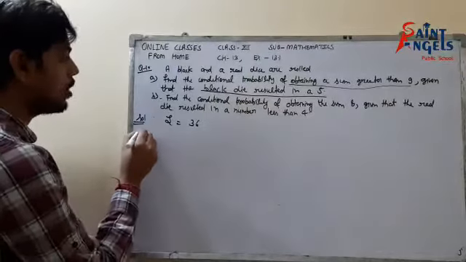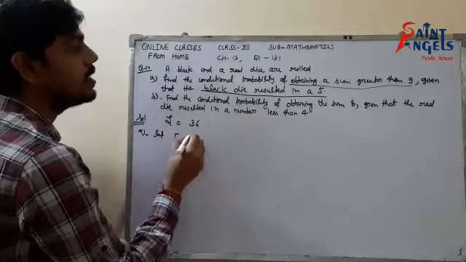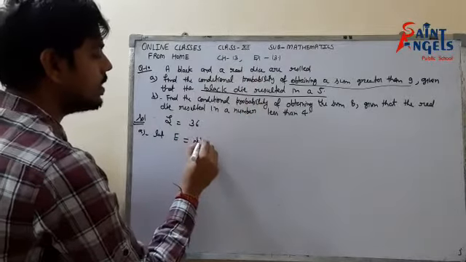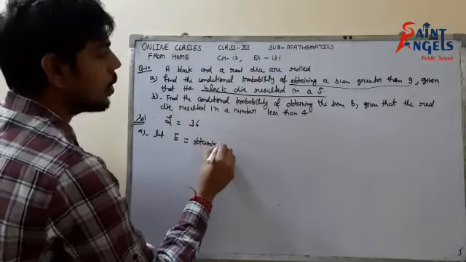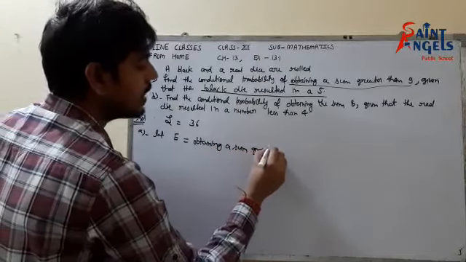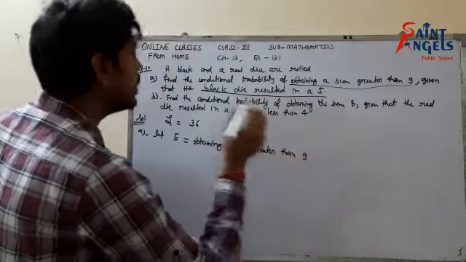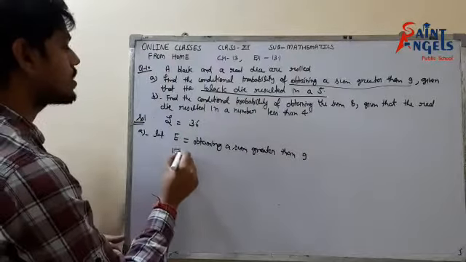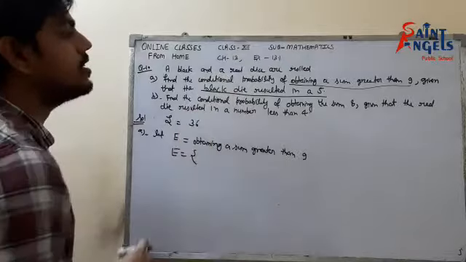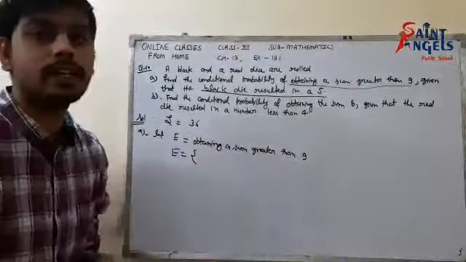So here I am solving part A. Let E be the event obtaining a sum greater than 9. Suppose the first is a black die and the second one is a red die. Okay, so how can we get a sum greater than 9?